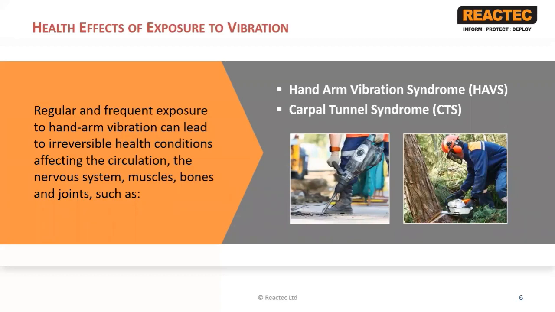Frequent and regular exposure to vibration to the hand and arm can lead to irreversible health conditions. We'll show you in the next slide the 3 areas of the body which can be affected by exposure to hand-arm vibration. But basically, exposure of vibration going into the hand and arm system can lead to not only hand-arm vibration syndrome, but also carpal tunnel syndrome. Carpal tunnel syndrome can have other causes, but one of the causes is exposure of vibration into the hand.